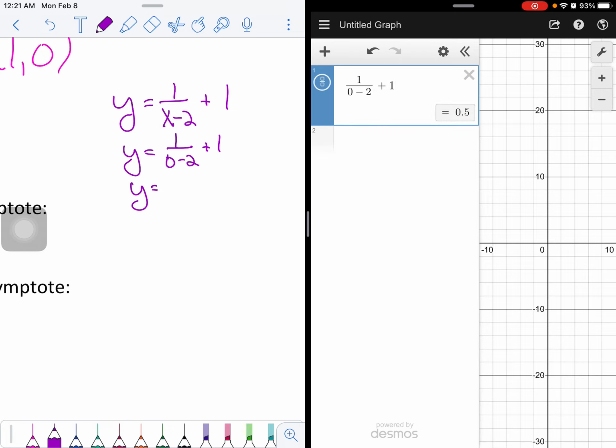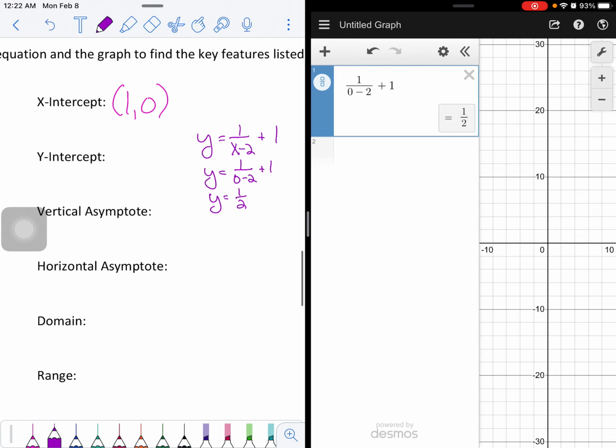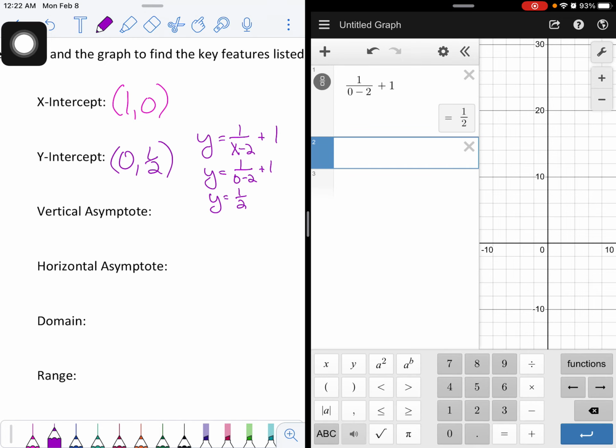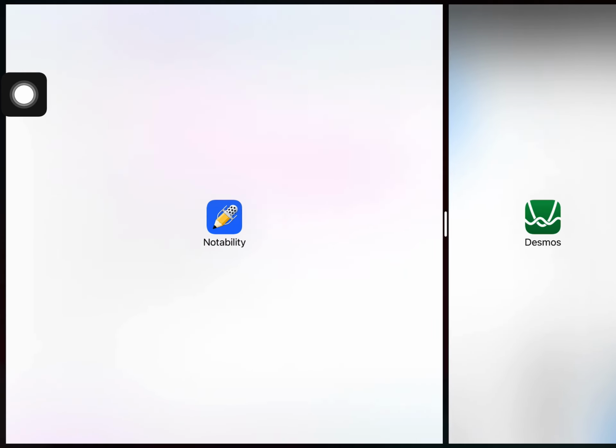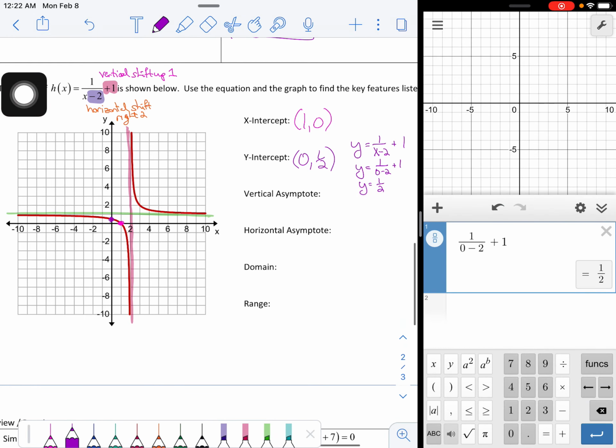And I'm actually going to show you one other quick thing. So plus 1. So that's 0.5. Can I make that into a fraction? I can. So that's going to be positive 1/2, or positive 0.5. So my y-intercept is going to be (0, 1/2). Now, one quick thing that I want to show you with Desmos: if I try to take 0 divided by 1, Desmos is nice and actually tells you it's undefined. If you're using a TI-84, you might just get an error message. And that's okay too.